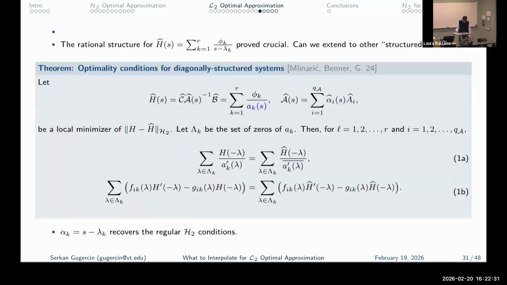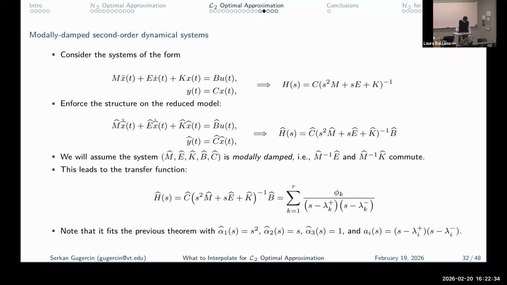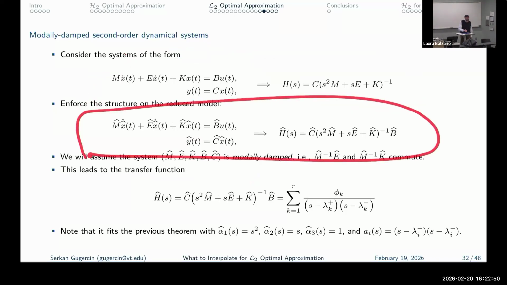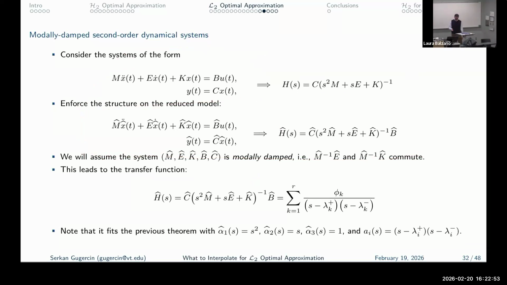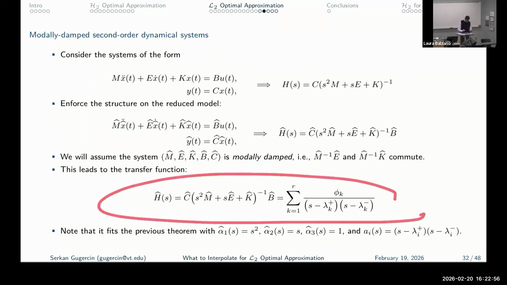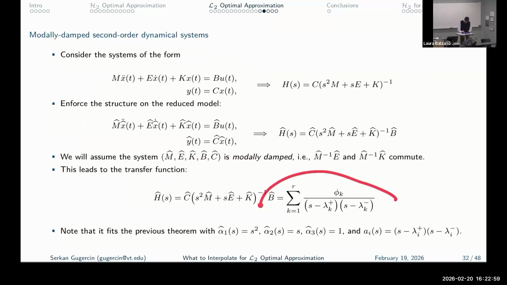Okay, another one. Maybe I'll skip the theoretical result of this, but since I work with ME colleagues a lot, second order dynamical systems coming from mass spring damper systems are really important for me. When you have a mass spring damper system, you want your reduced model to be physically interpretable. You want your system to look like that too. So for these systems, assuming modal damping, you can write them this way. It is no longer phi over s minus lambda, but the poles are paired: phi over s minus lambda plus and lambda minus. You want your reduced model to look like that too.